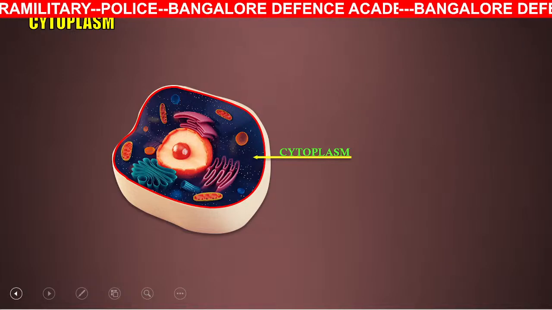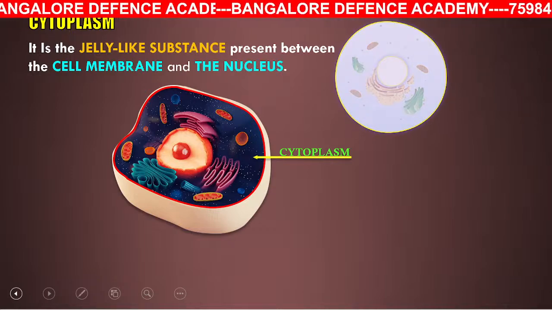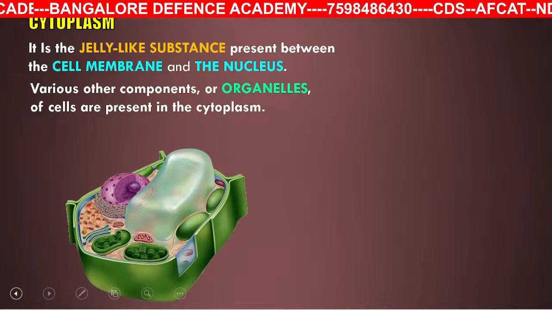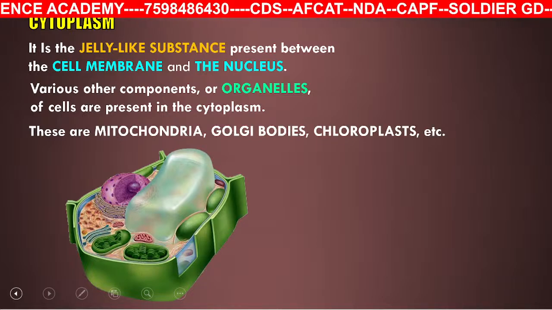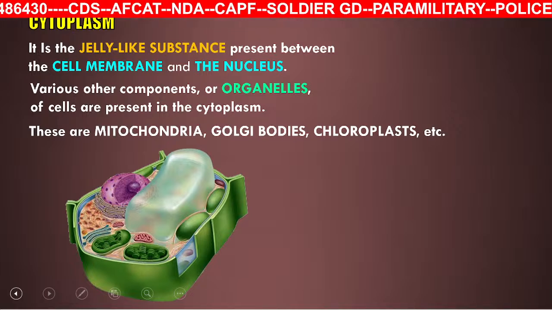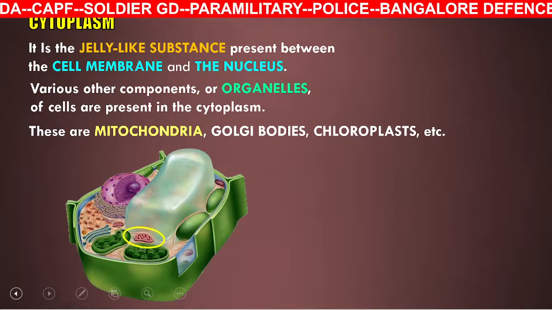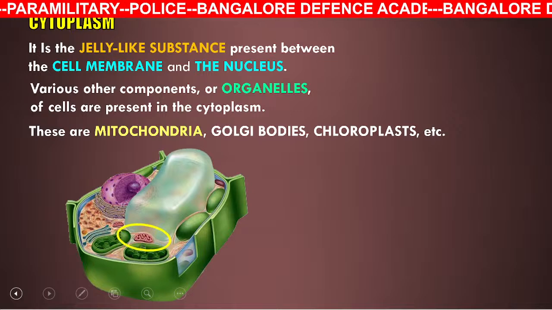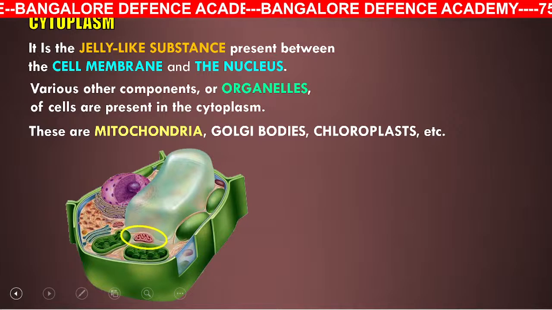Now we are watching cytoplasm. Okay, look at this. It is a jelly-like substance present between the cell membrane and the nucleus. Various other components are present inside the cytoplasm, the first one is mitochondria, then Golgi bodies, and chloroplast. Which cell organelle is called the powerhouse of the cell? Mitochondria. Why? ATP. Okay, ATP means adenosine triphosphate.